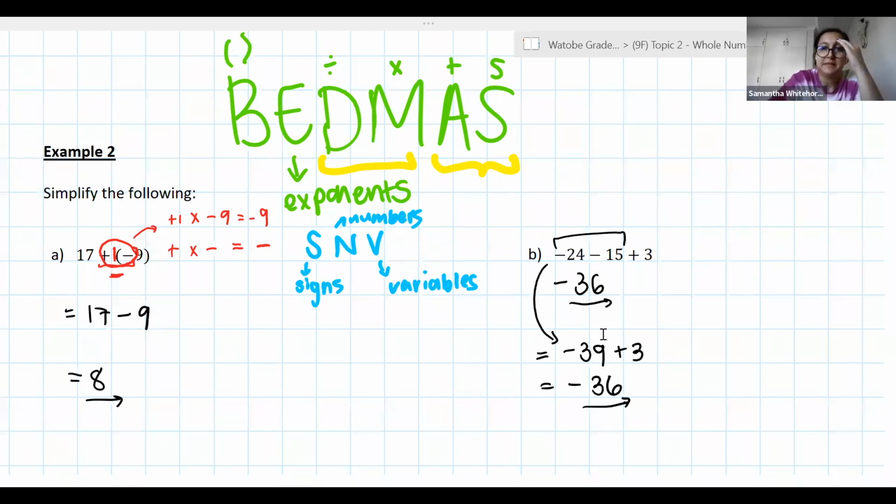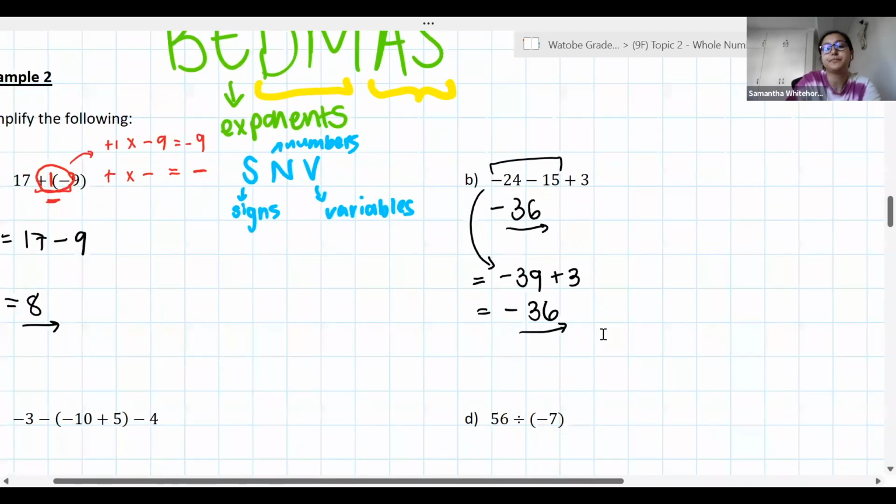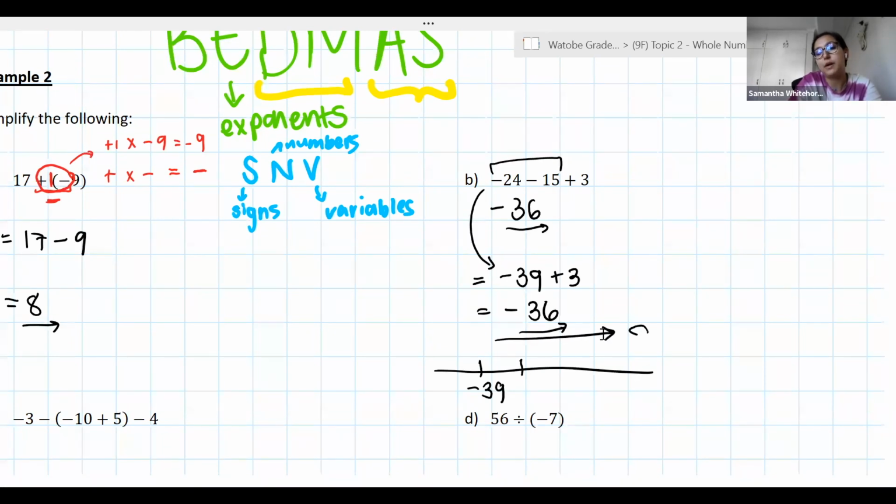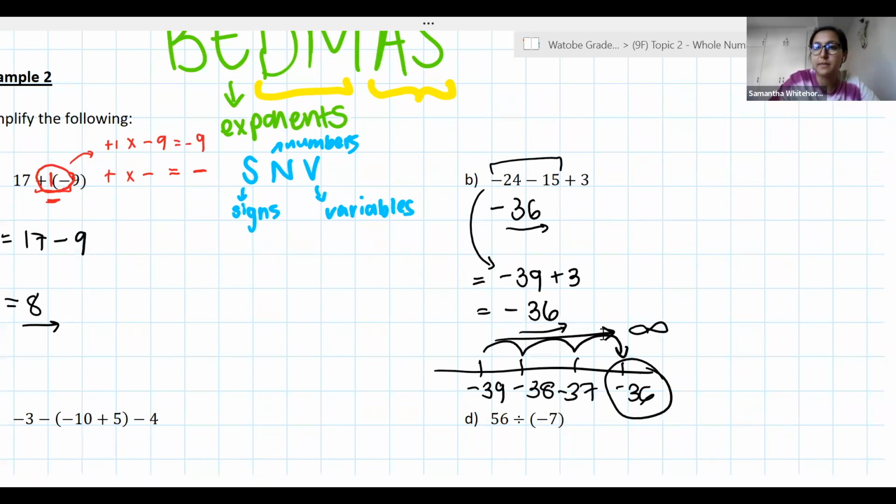-39 plus 3, how do you get -36? Because remember, if we think about a number line, if we're sitting at -39 and we want to add 3, we want to move up our number line towards positive infinity. So we will jump 3 steps up our number line in order to add. So 1, 2, 3, leaving me at negative 36. Does that make sense? Yes, ma'am. Good. Perfect.